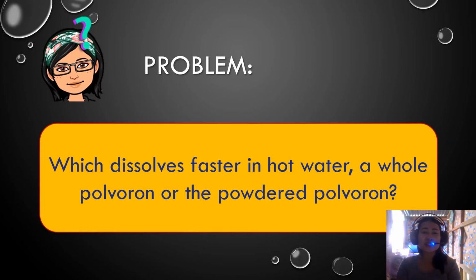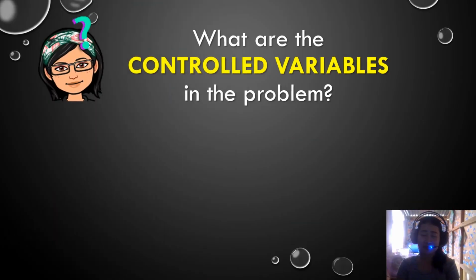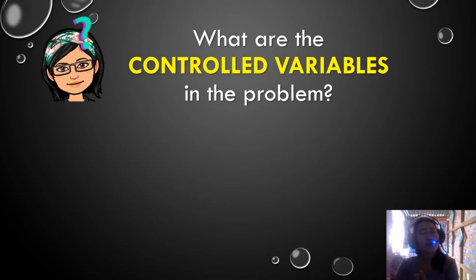Again, let's read the problem together. Which dissolves faster in hot water? A whole polvoron or the powdered polvoron? In doing an experiment, you should have a fair test, and that's the role of controlled variables. Going back to the question, what are the controlled variables in the problem? Help me think.